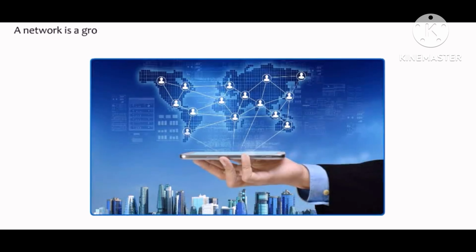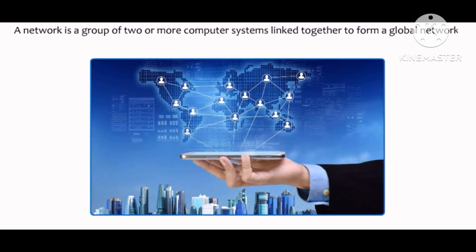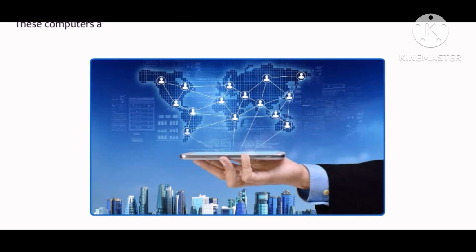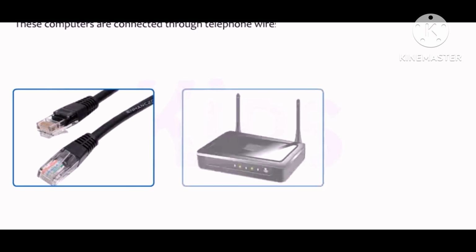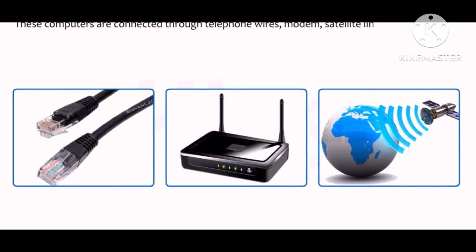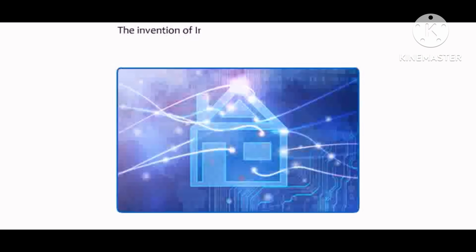A network is a group of two or more computer systems linked together to form a global network. These computers are connected through telephone wires, modem, satellite links, or other means, enabling them to share information amongst each other. The invention of Internet has transformed our living. It has revolutionized the whole world and made computers the most effective communication tool.